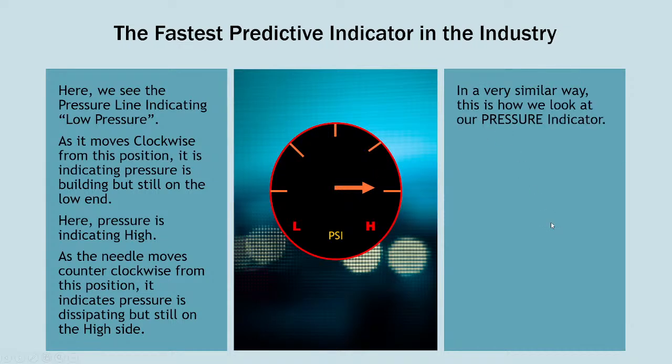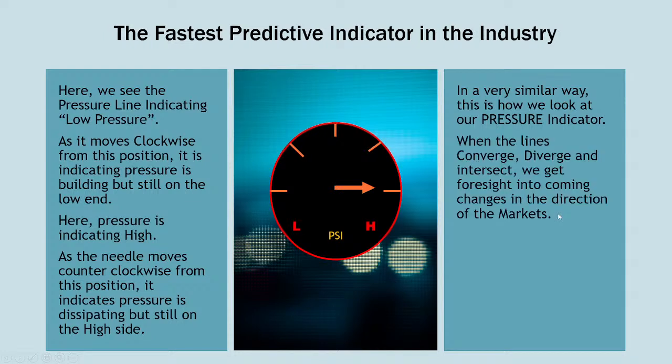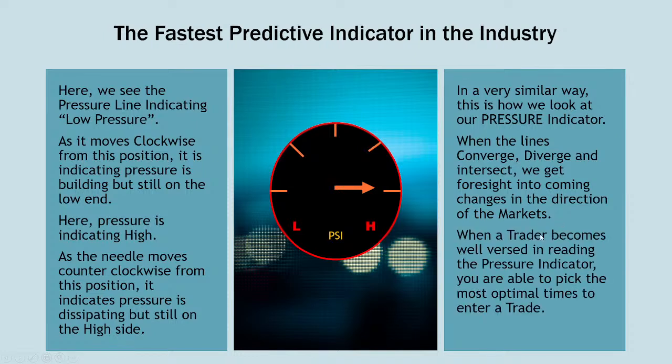So in a very similar way, this is how we look at our pressure indicator. When the lines converge, diverge, and intersect, we get foresight into coming changes in the direction of the market. When a trader becomes well versed in reading the pressure indicator, you're able to pick the most optimal times to enter a trade, or remain in a trade, or get out of a trade.